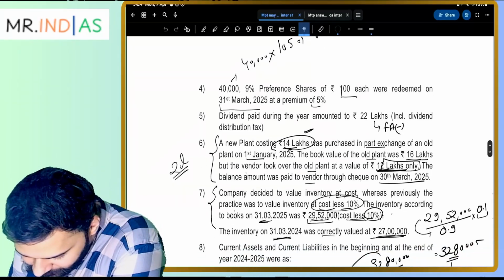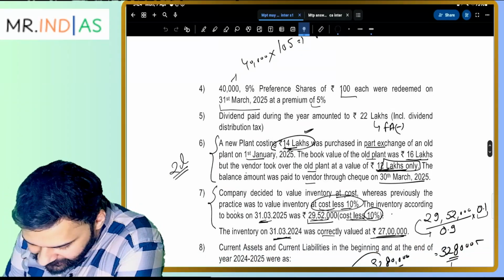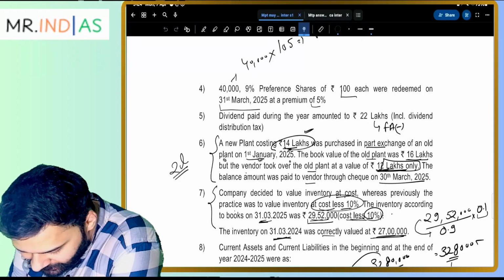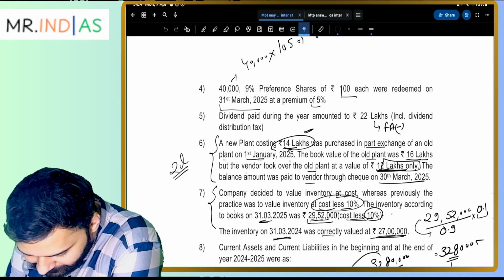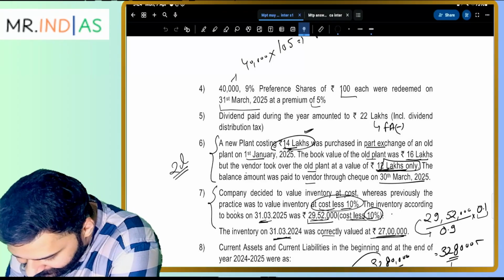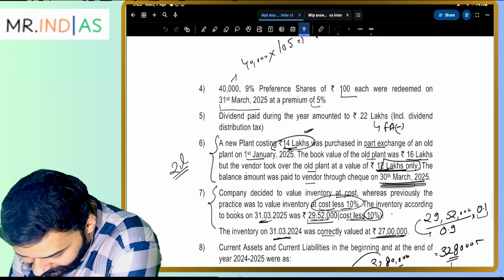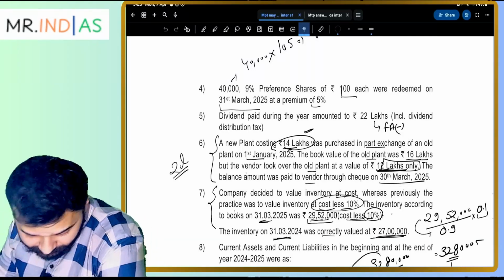A plant costing rupees 14 lakh was purchased in part exchange for an old plant on 1st of January. The book value of the old plant was 16 lakh, but the vendor took over the old plant at a value of 12 lakh only. The balance amount was paid to the vendor through cheque on 30 March 2025. So now you have come to a doubt.